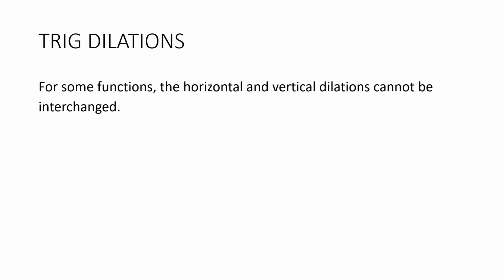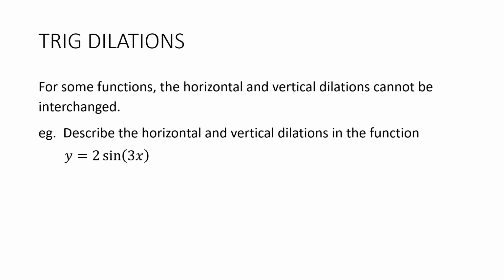I said we'd have a look at some trig functions because horizontal and vertical dilations are far more intuitive with trig functions. Now, for some functions, like trig functions, the horizontal and vertical dilations cannot be interchanged. Do you remember when we did that back with the parabola and we were able to write it as a horizontal dilation and as a vertical dilation, the same function? We can't do that with trig. So let's describe the horizontal and vertical dilations of this function. y is equal to 2 sine of 3x.